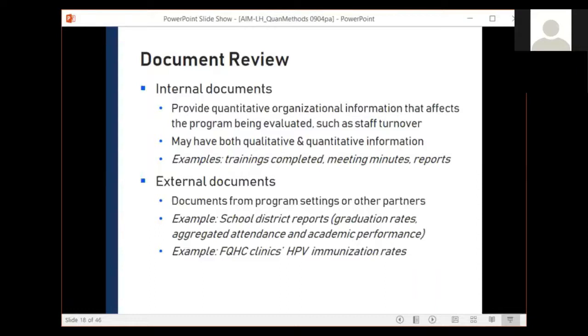Reports developed by other organizations can also be very useful. So one example is education department reports that have school district level data on attendance rates or enforcement of a tobacco-free campus policy. And another example would be partner clinics' HPV immunization completion rates.